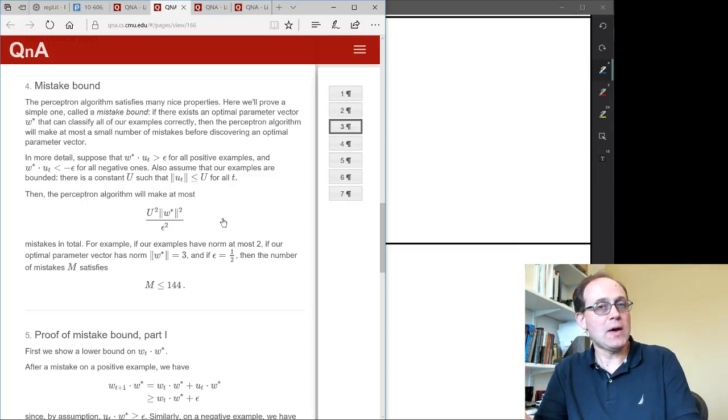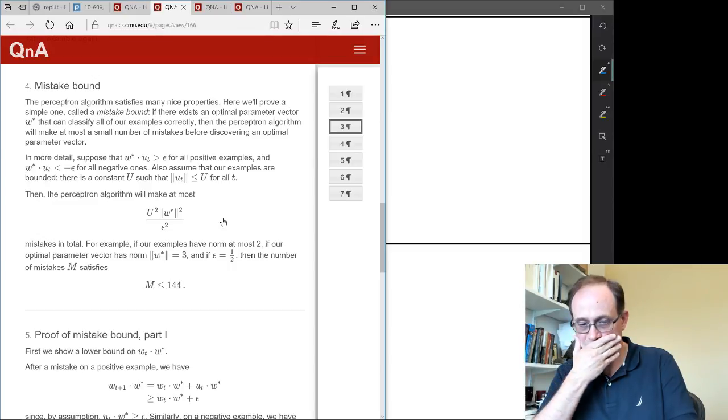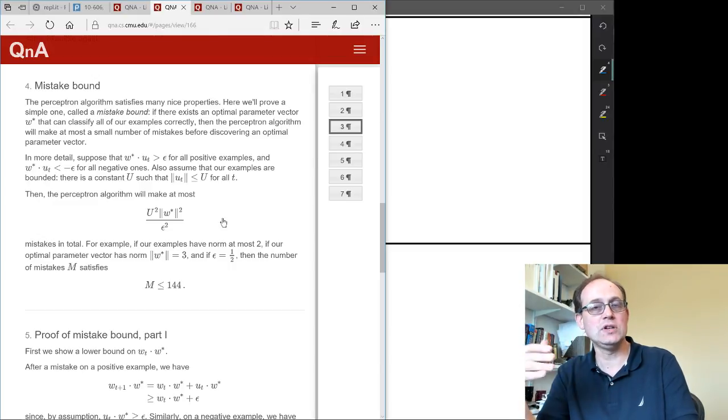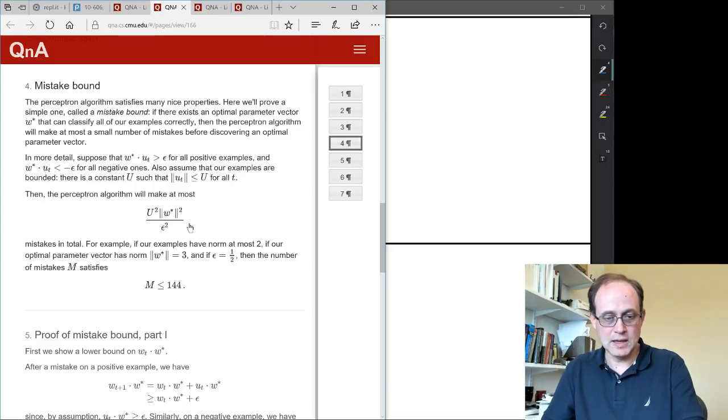What the mistake bound is, loosely, is if there's an optimal parameter vector that we'll call W star that can classify all of our examples correctly, then we'll make at most some bounded number of mistakes before we find an optimal parameter vector. It won't necessarily be the same one. There might be many optimal parameter vectors, but we'll find one of them before we make too many mistakes. And in particular, I've written out the actual number that we're going to prove later, and it's here.